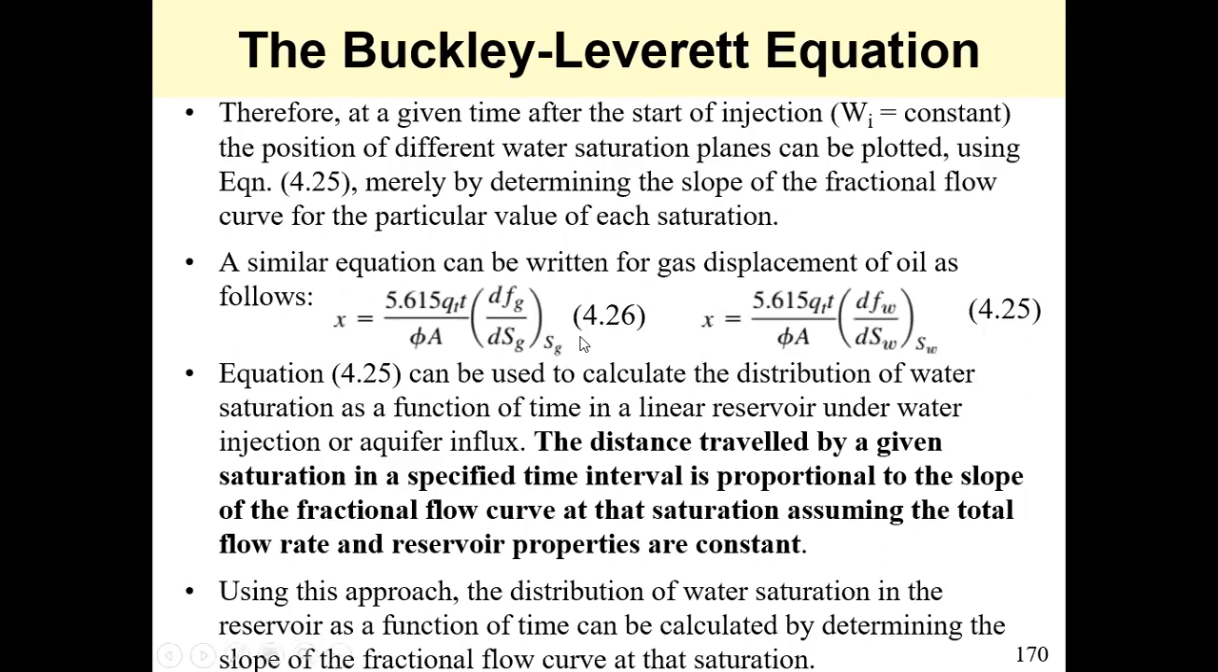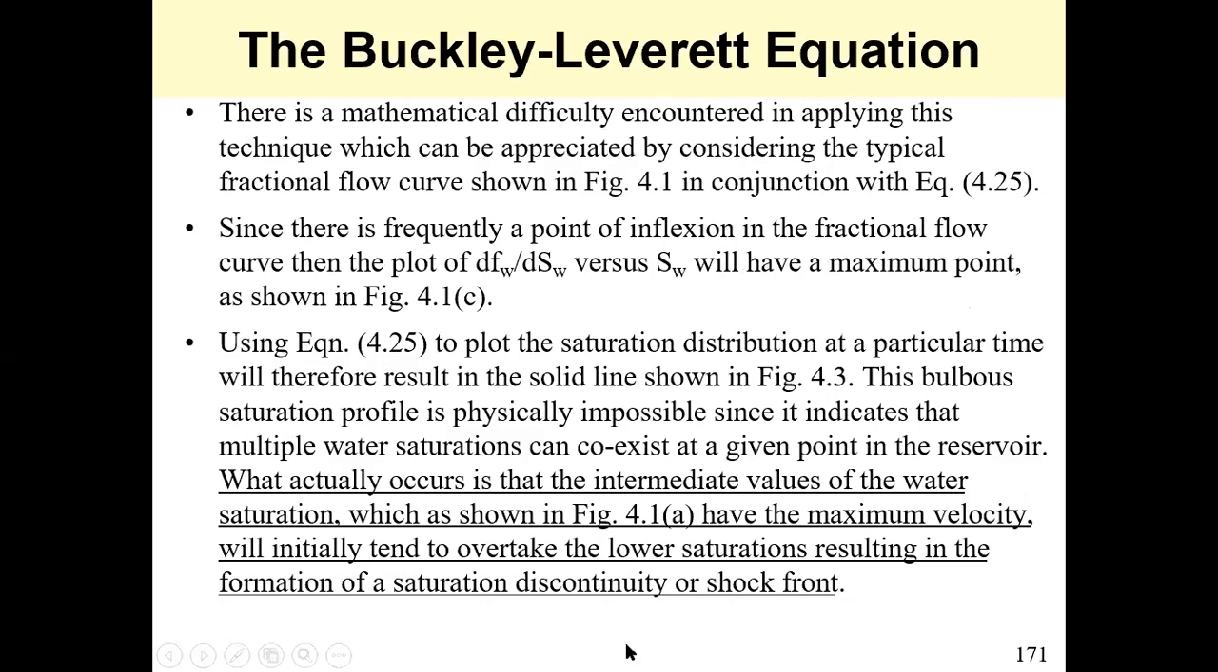A similar equation can be written for gas saturation. So equation 4.25 can be used to calculate the distribution of water saturation as a function of time in a linear reservoir under either water injection or water aquifer influx. The distance traveled by a given saturation at a specified time interval is proportional to the slope of the fractional flow curve at that saturation, assuming the total flow rate and the reservoir properties are constant. So using this approach, the distribution of water saturation in the reservoir as a function of time can be calculated by determining the slope of the fractional flow curve at that saturation.